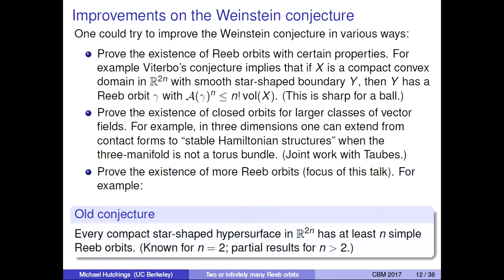And the focus of my talk today is a third way you can try to generalize, which is to try to prove that there's more than one Reeb orbit. So for example, there's an old conjecture which says, I don't know who said it first, that every compact star-shaped hypersurface in R2n has at least n simple Reeb orbits. So that's known when n equals 2, so in 4 dimensions, but not in higher dimensions.